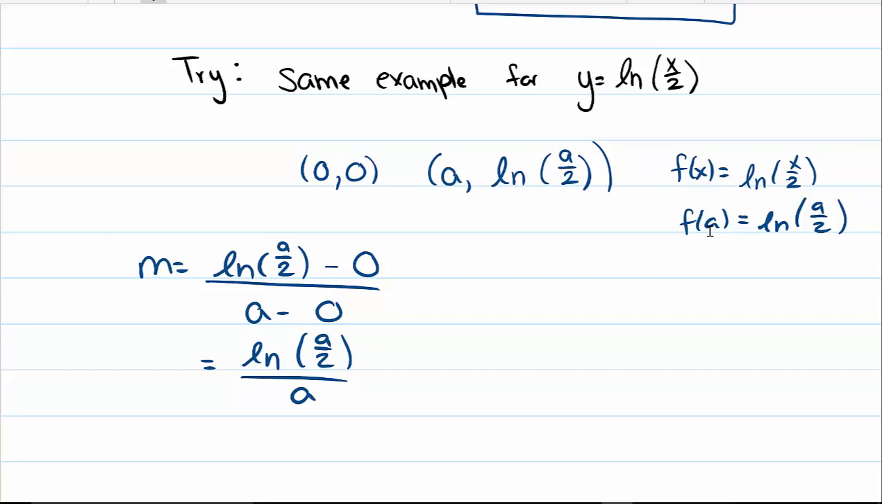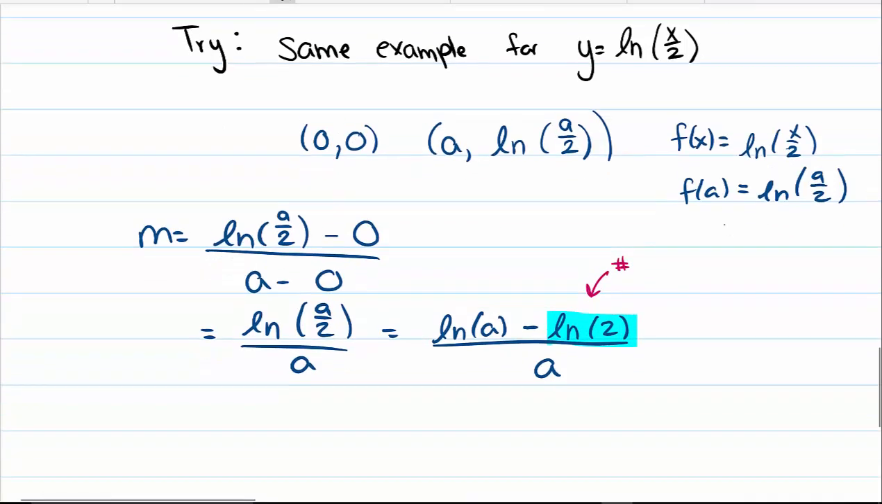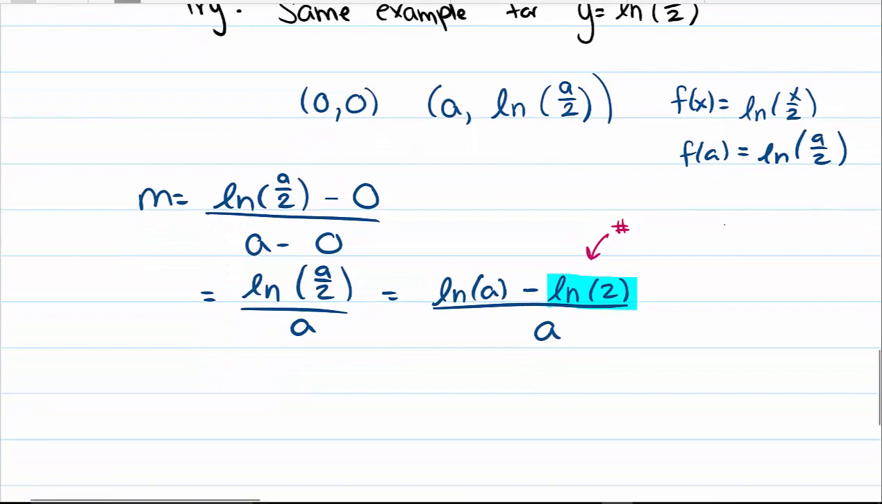Now I want to go ahead and simplify this just a little bit. So if you wanted to, you could write this as ln of a minus ln of 2 all divided by a. You don't have to. I think it's helpful to separate them, seeing as this piece right here, that's just a number, right? That's not a variable. That's a number.